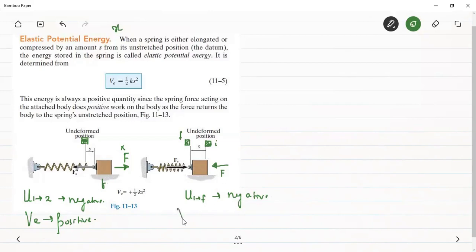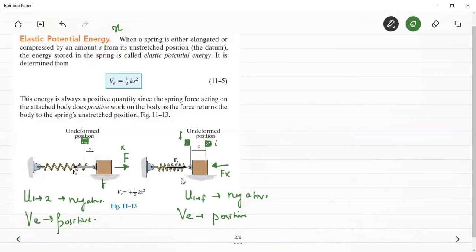But again, we can see that the elastic potential energy will be positive because the spring force is now capable of doing the positive work. Because if we release this force, the restoring force will try to move this block from its deformed position back to the undeformed position. Therefore, in this case, the spring force and the displacement will be in the same direction. Therefore, we will get the positive work.